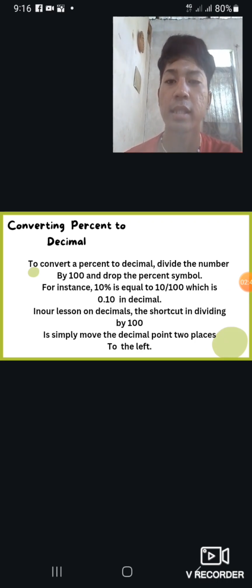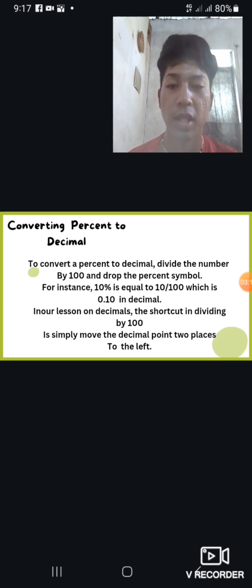Next, we are going to convert percent to decimal. To convert a percent to a decimal, divide the number by 100 and drop the percent symbol. For instance, 10% is equal to 10 over 100, which is 0.10 in decimal. In our lesson on decimals, the shortcut in dividing by 100 is simply to move the decimal point 2 places to the left.